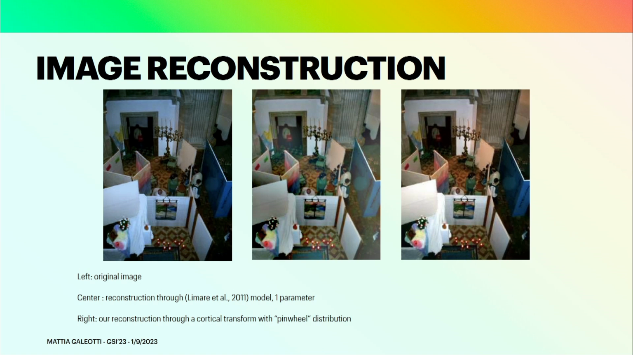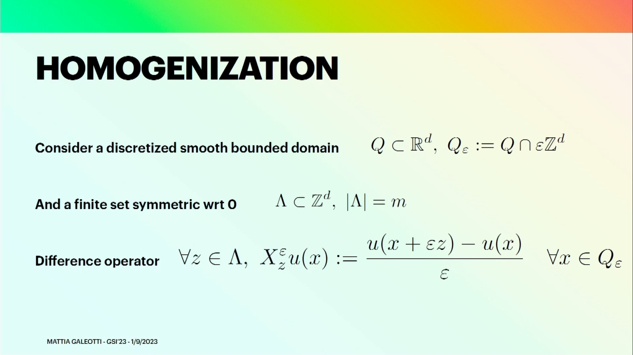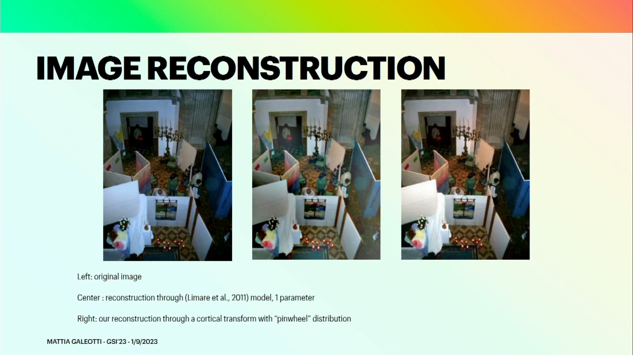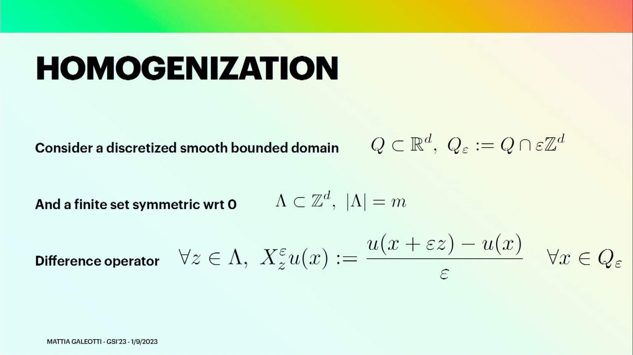And here we have again another image. In the center, the Morel model, which is again a kind of Retinex with 1 parameter, and on the right our reconstruction through the same pinwheel distribution and the same heterogeneous Poisson's equation. Now I want to stress why we think this model is working pretty well and is so promising. We go into the discrete setting. So this is the notation I will use.